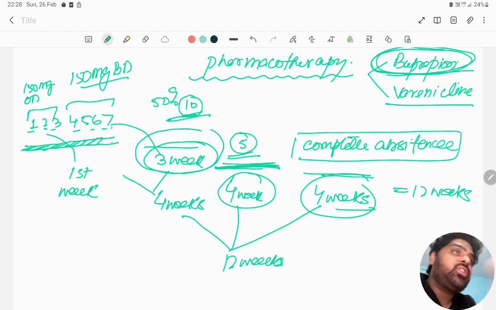So in the first week, he has to smoke whatever he used to smoke. Then in the next 3 weeks, a 50% reduction. In the next 4 weeks, a 50% reduction of the previous one, and complete abstinence in the last 4 weeks. This is how pharmacotherapy with bupropion is done.